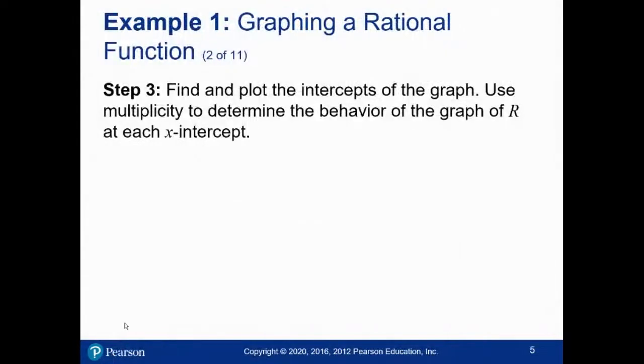The next step in the procedure is intercepts, x-intercepts and y-intercepts. And remember that with x-intercepts, they have a multiplicity attached to them. Even multiplicity means the graph touches the axis. Odd multiplicity means it goes through the axis.